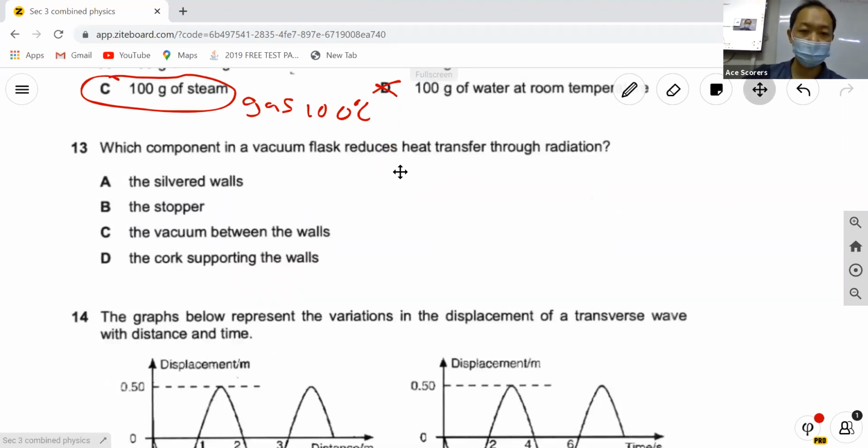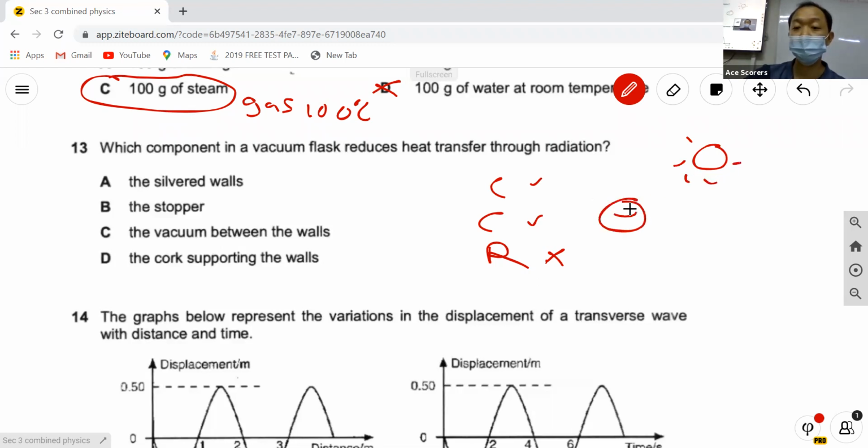Okay, which component reduces heat transfer through radiation? Yeah, C. The vacuum. Oh, cannot. Wait, did I go through this with you? I'm pretty sure I did, but I forgot. Alright, 3 types of heat transfer, right? Conduction, convection, radiation. Conduction needs a medium, convection needs a medium. This one doesn't need a medium. Okay, that means radiation, sun. This is Earth. What's in between the sun and the Earth?